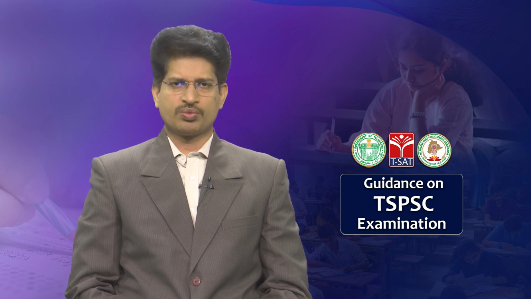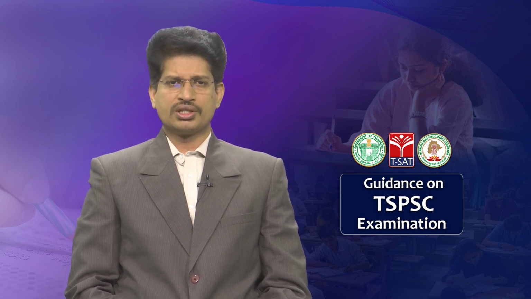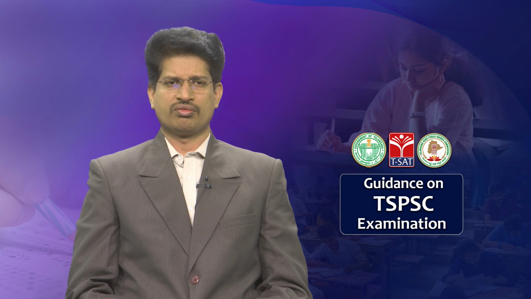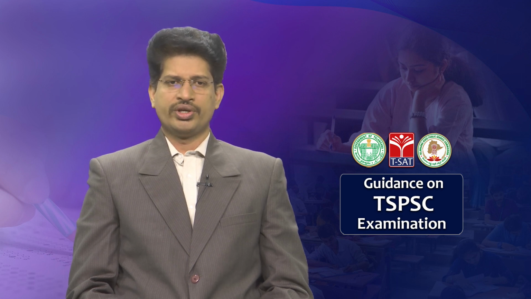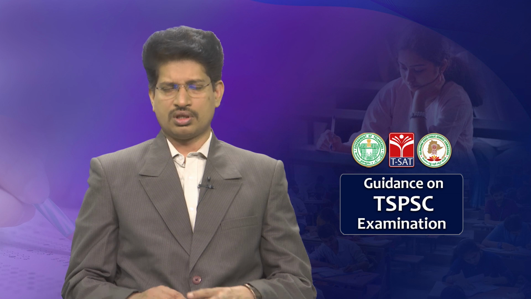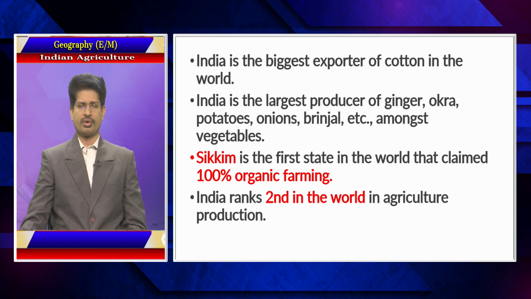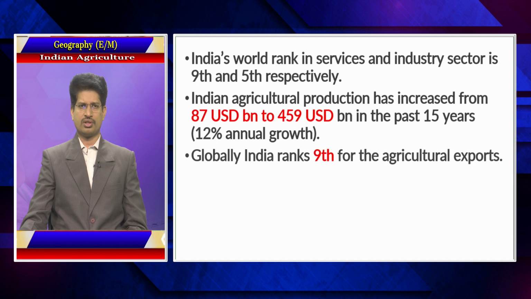India is the biggest exporter of cotton in the world. India is the largest producer of ginger, okra, okra is otherwise also known as lady's finger, potatoes, onions, brinjals, etc. among vegetables. Sikkim has achieved 100% organic farming, might be a question. India ranks second in the world in agricultural production, in overall agricultural production, considering all products: food grains, vegetables, fruits, horticulture, cash crops, everything in total considered.